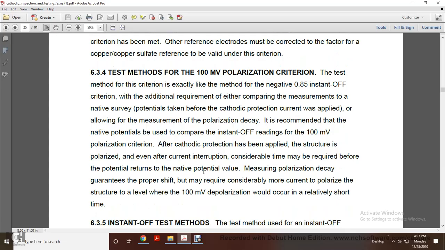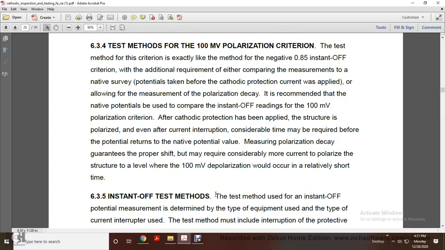The structure of the polarization after the current interruption, consider the time required before the potential returns to the native potential value. Measuring polarization decay is to guarantee the proper shift, which may require considerably more current to polarize the structure than 100 millivolt. Depolarization would occur within a relatively short time.